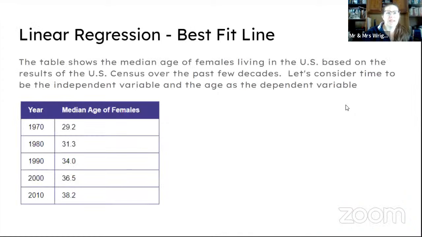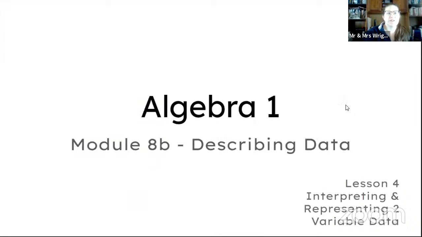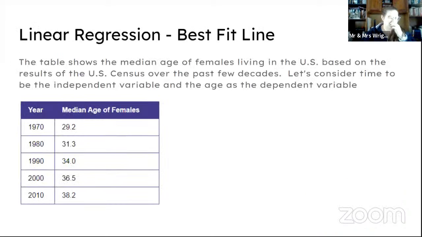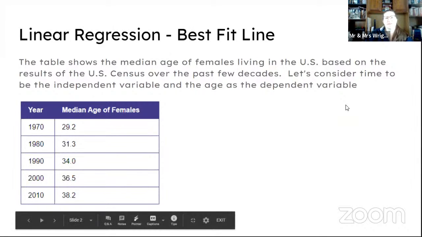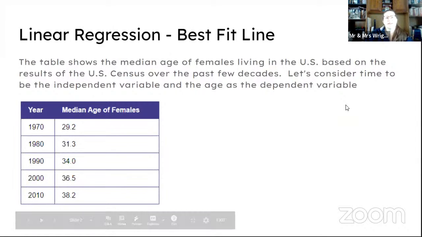So we have a table of data here, a frequency table, right? Well, this one isn't a frequency table, but we have a table of data here. It shows the median age of females in a particular year, and this data is gathered from the US Census. The information we have is every decade, so every 10 years, and we need to identify an X variable and a Y variable.